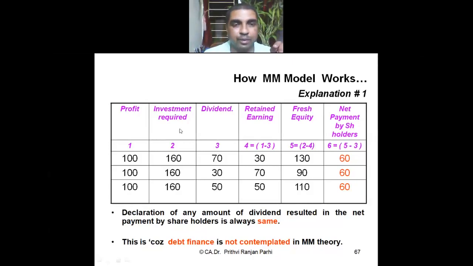Okay, understood. So this is an assumption. Profit is the fact, and this is an assumption. Now we'll see the first case. We'll see this row only now. Let us assume the firm is declaring 70 rupees as dividend. Third column is dividend. You tell me, what is the profit of the firm?